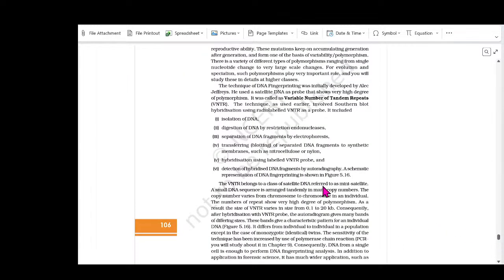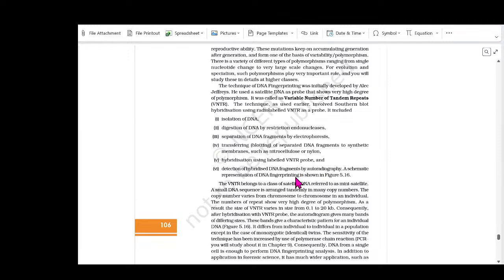It was called variable number of tandem repeats or VNTR. The technique as used earlier involved southern blot hybridization using radio labeled VNTR as a probe. It included isolation of DNA, digestion of DNA by restriction endonucleases, separation of DNA fragments by electrophoresis, transferring or blotting of separated DNA fragments to synthetic membranes such as nitrocellulose or nylon. Hybridization using labeled VNTR probe and detection of hybridized DNA fragments by autoradiography.